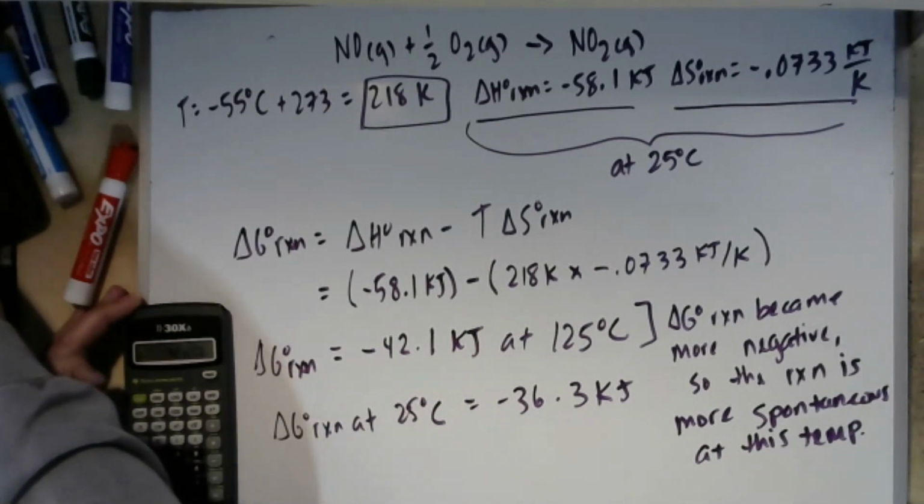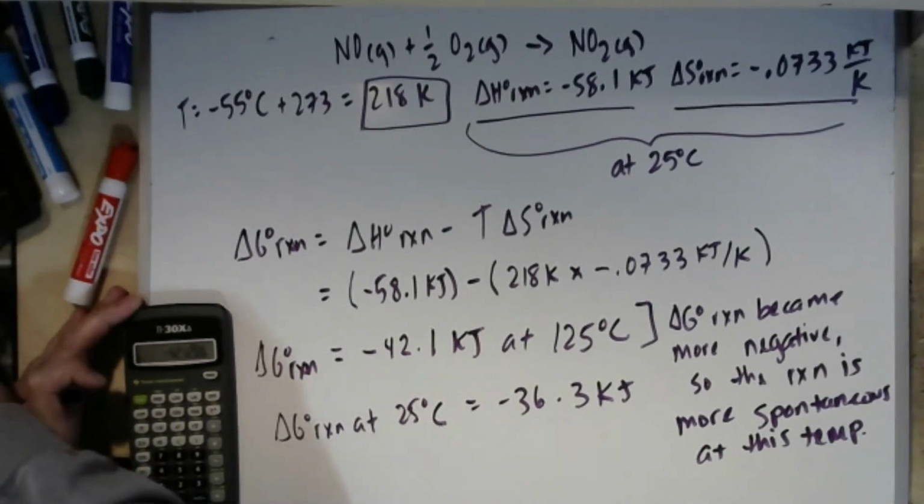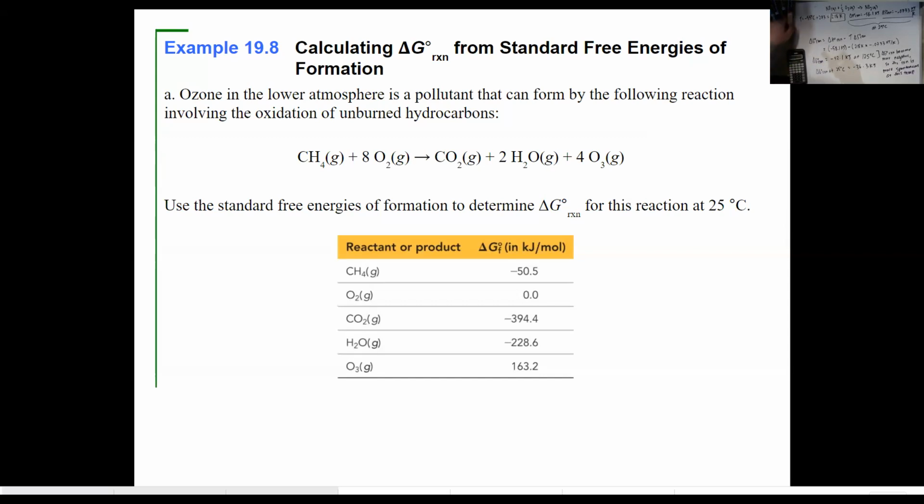So we're going to go back to the same type of problem that we were looking at before with the delta S. But in this case, we're going to look at how to calculate delta G the same way. And I know these types of problems are tedious, but you have to be able to recognize them and then do them, right? It's the purpose of this chapter. So here we're given the reaction: ozone in the lower atmosphere is a pollutant that can form by the following reaction involving the oxidation of unburned hydrocarbons. And we're going to use the standard free energies of formation, those delta Gf values that are in your table in the appendix of your textbook, to determine delta G reaction for this reaction at 25 degrees Celsius.